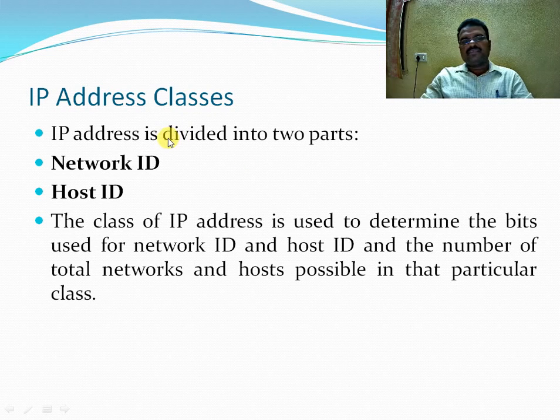The 32-bit IP address is divided into 2 parts: network ID and host ID. The class of the IP address is used to determine the bits used for network ID and host ID, and the total number of networks and hosts possible in that particular class.